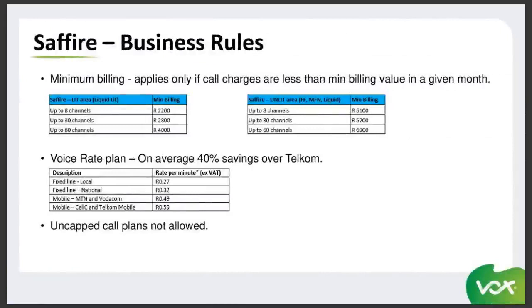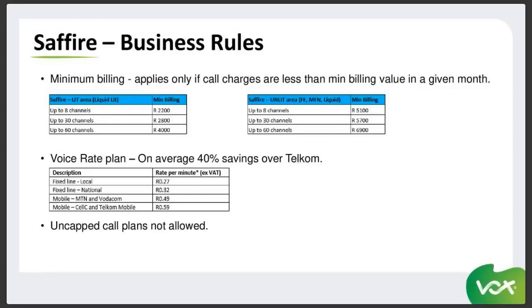If a customer contracts in, and I'll use an example of an 8-channel Vox Sapphire product that happens to be in a lit area, they're going to commit to their voice spend being a minimum of 2,200 Rand and more. So if we find in any particular month that the voice spend was less than 2,200 Rand, we'd bill the 2,200 minimum billing amount. So it's either billing the higher of minimum billing amount or the actual voice usage spend. And that's the concept of minimum billing.